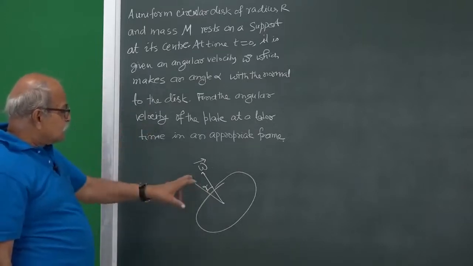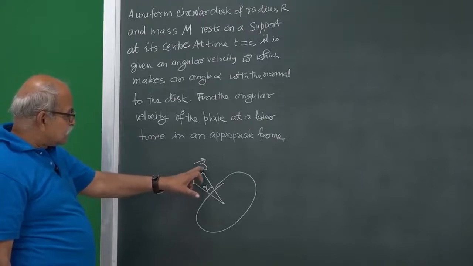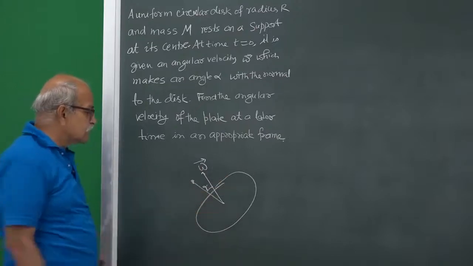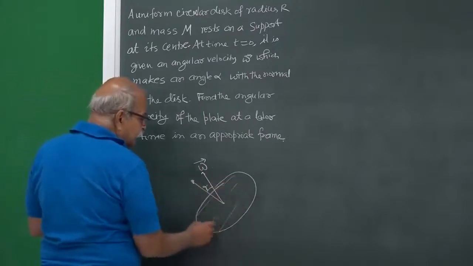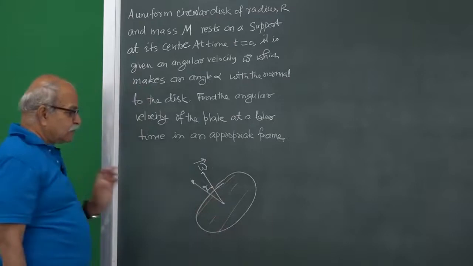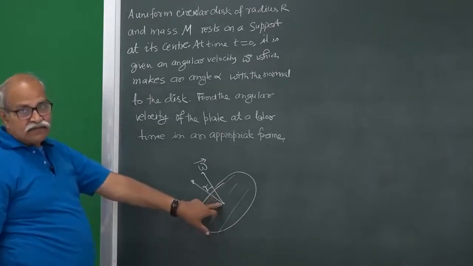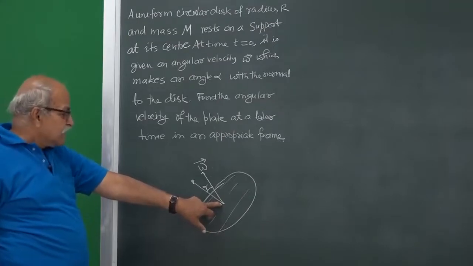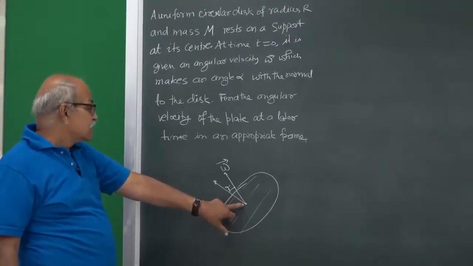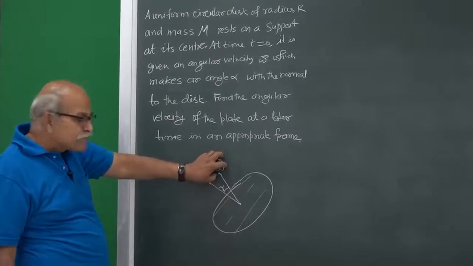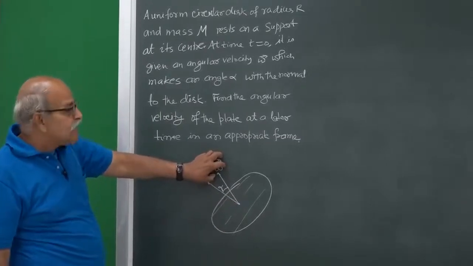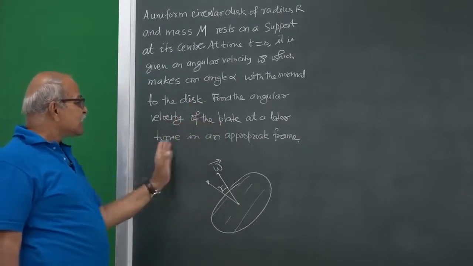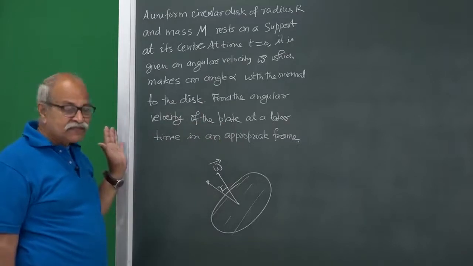At t equal to 0, this is given an angular velocity omega, which makes angle alpha with this normal to the disc. This is a circular disc, and it is supported at the center, and therefore, there is no torque, right. It is just supported at the center. So, weight etc. are not important for us, and no torque is applied, and this angular velocity is given at t equal to 0 and then left. Your question is to find the angular velocity of the plate at a later time in an appropriate frame.